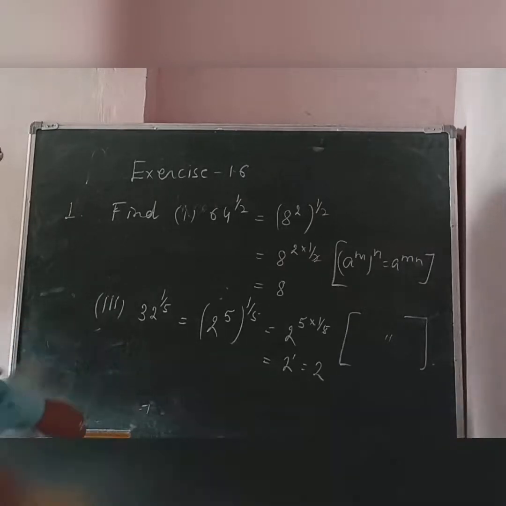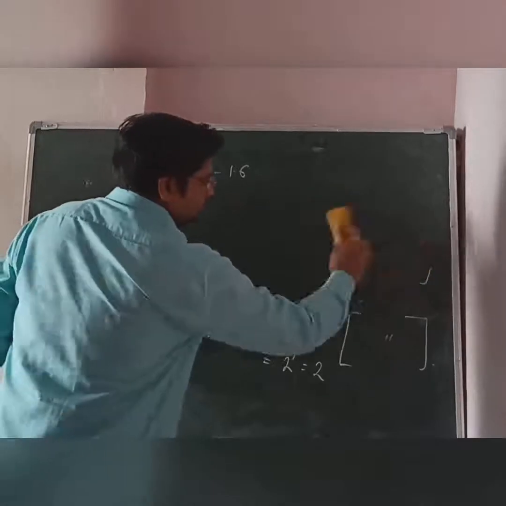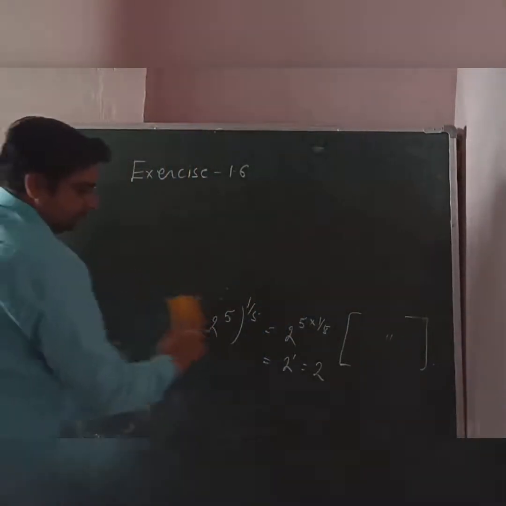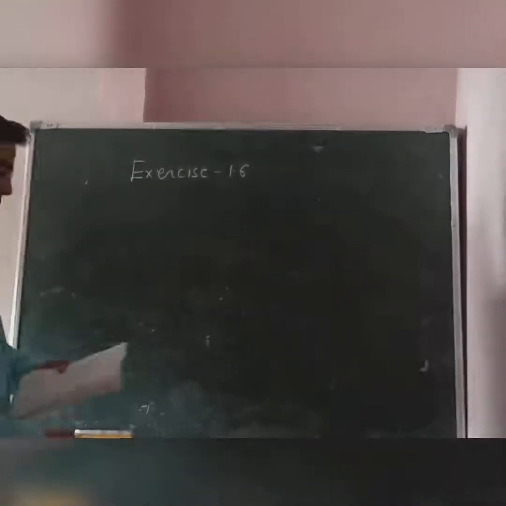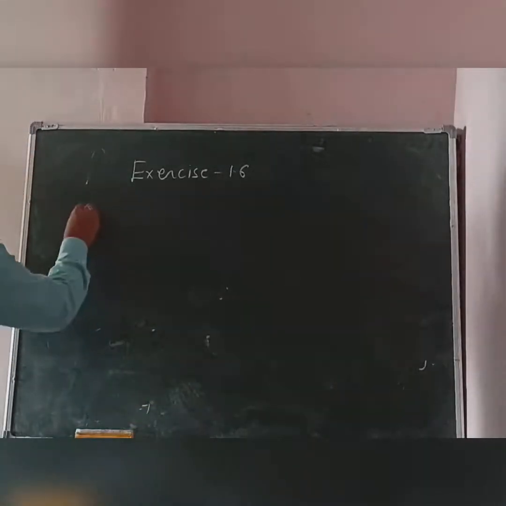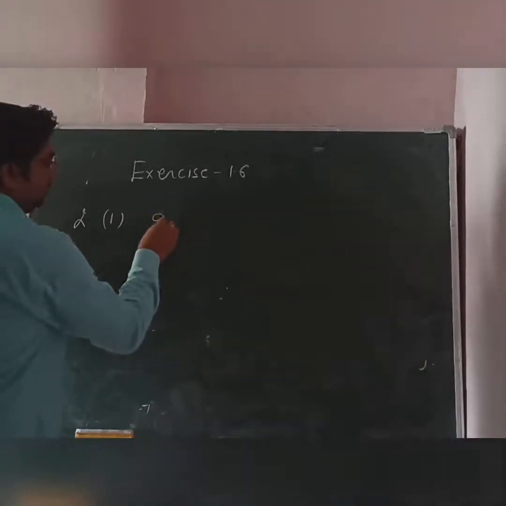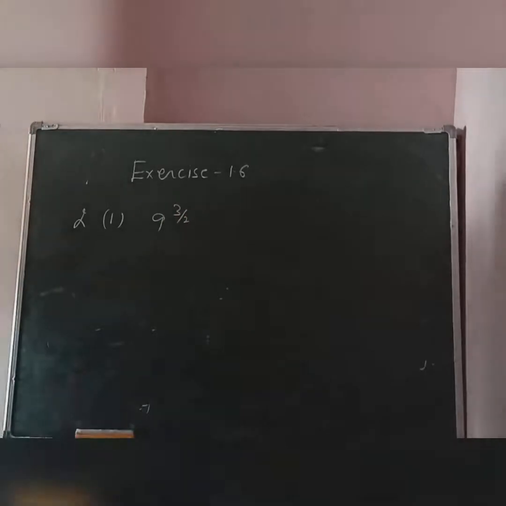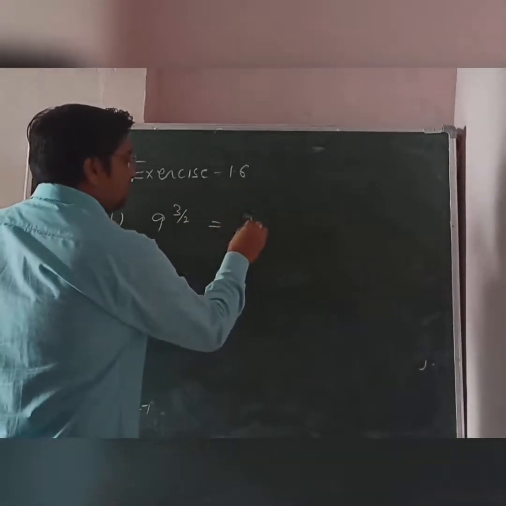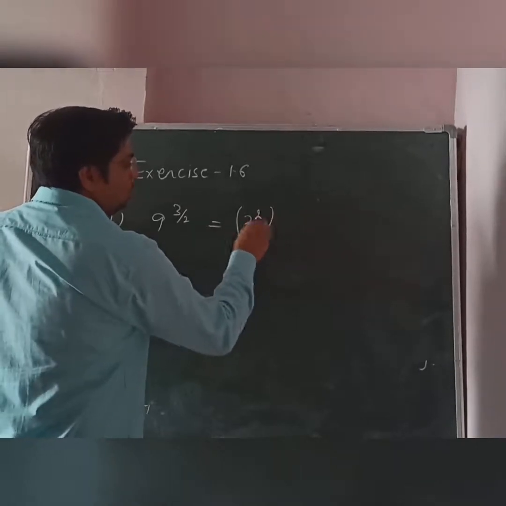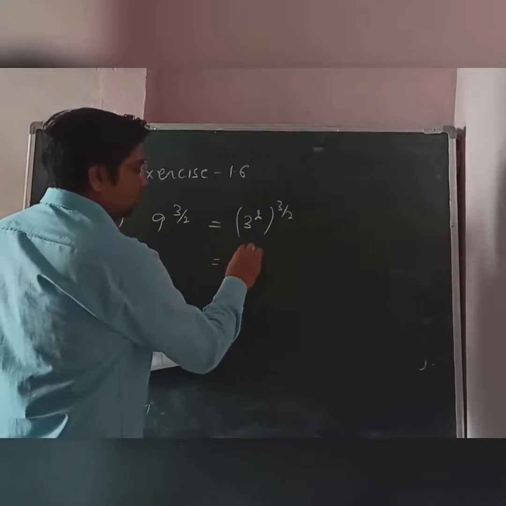Now I'm taking another question, question number 2. You all can see. Question number 2, first part, given 9 to the power 3 by 2. We will use the same procedure here. 9 is the square of 3, so 3 to the power 2 and whole to the power 3 by 2 is given. So this equals 3 to the power 2 into 3 by 2.